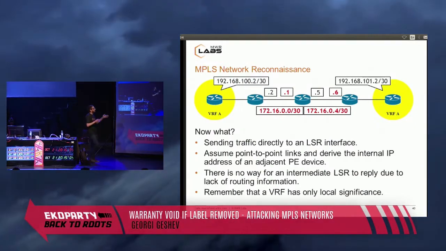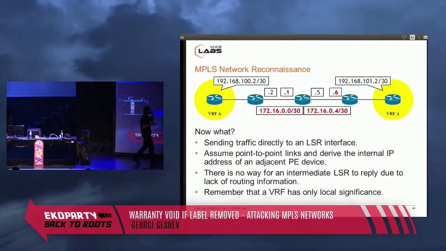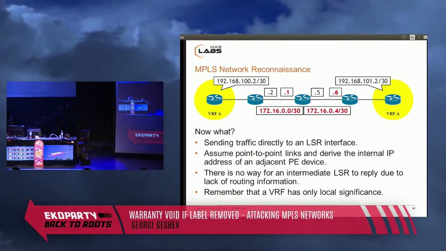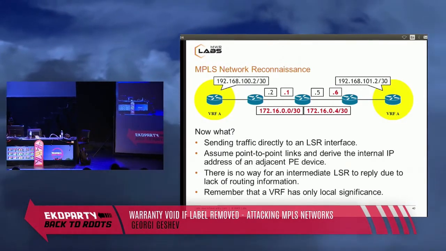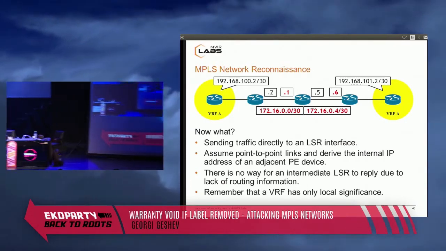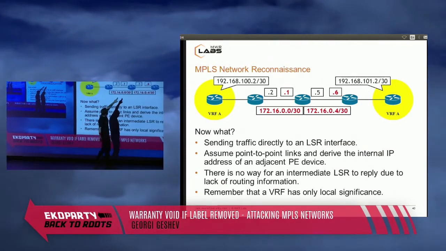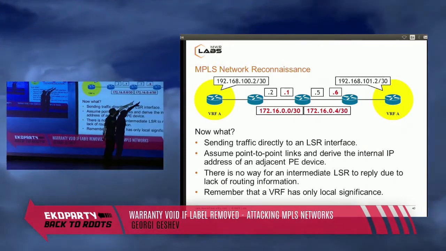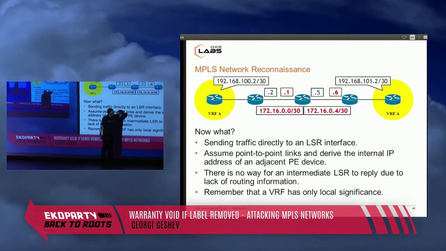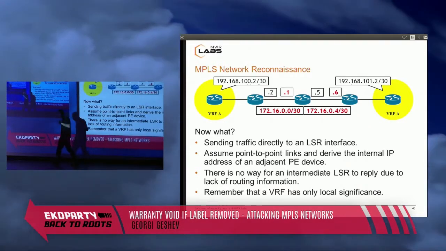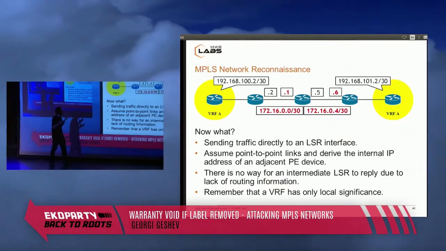So now that's the information we have at the moment. We started with nothing. Basically, we started with just the number of intermediate devices. Now we have the IP address of the provider edge device on the far end and the IP address of the provider core device. This is good.